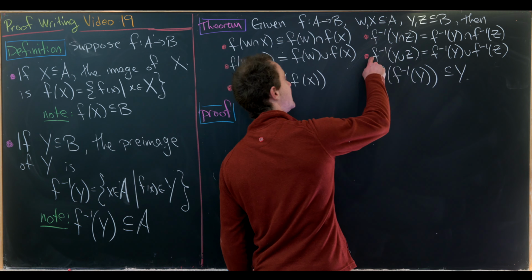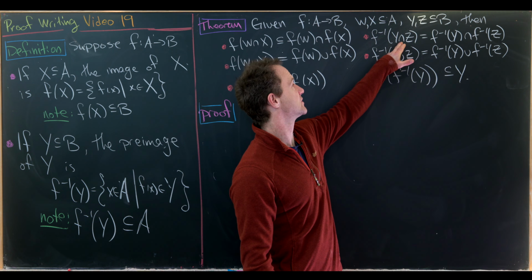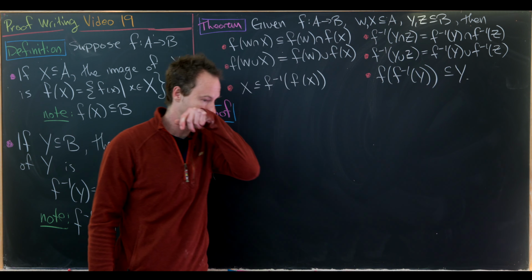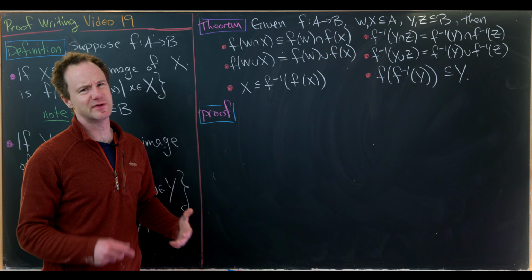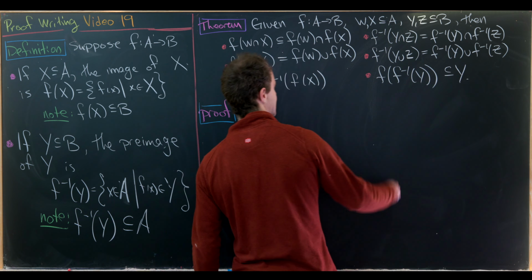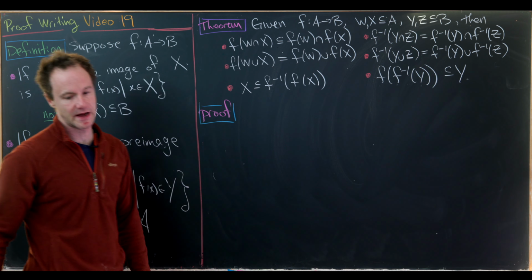Then notice the preimage acts very nicely. In fact, the intersection and the union distribute with giving you equalities there. So in fact, with union and intersection, the preimage is almost more natural than the image. And then we also have this statement: the image of the preimage of y is a subset of y.